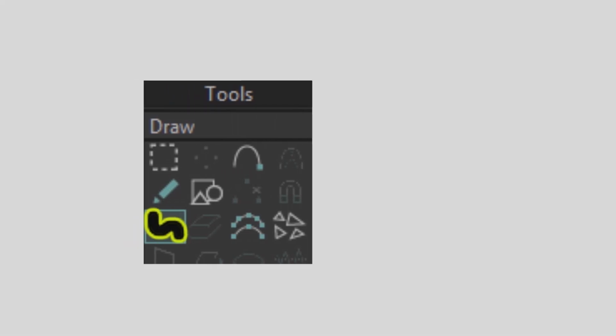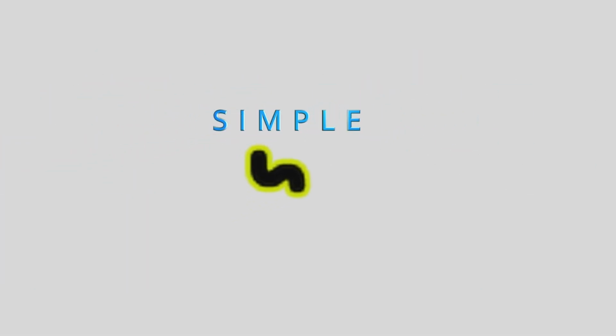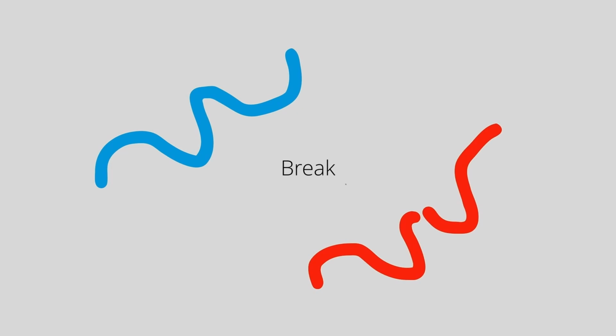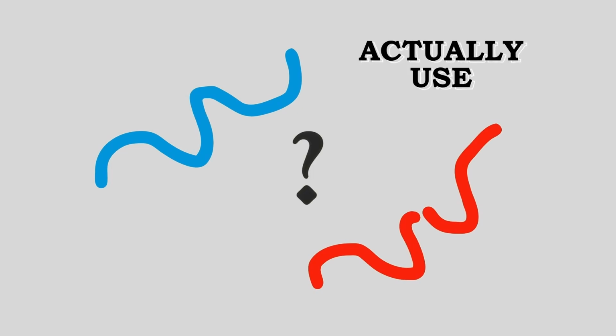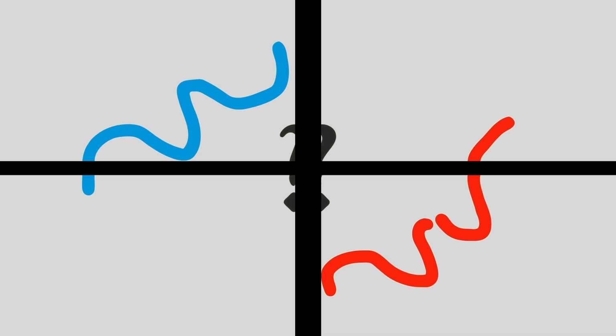The blob brush in Moho looks simple until the settings make it behave all wrong. Why do some strokes merge while others break apart? And which options should you actually use? Let's make the blob brush make sense.